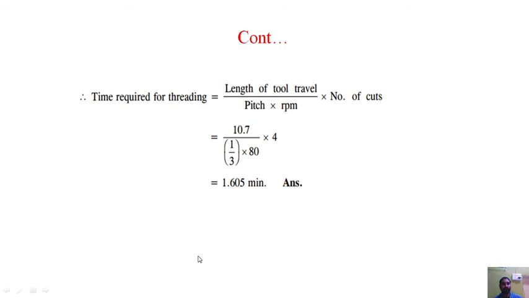So the time required for threading: length of the tool travel is 10.7, pitch is 1 by 3, rpm is given as 80, and the number of cuts required is 4. Substitute everything, and you will get 1.0605 minutes for the threading operation.